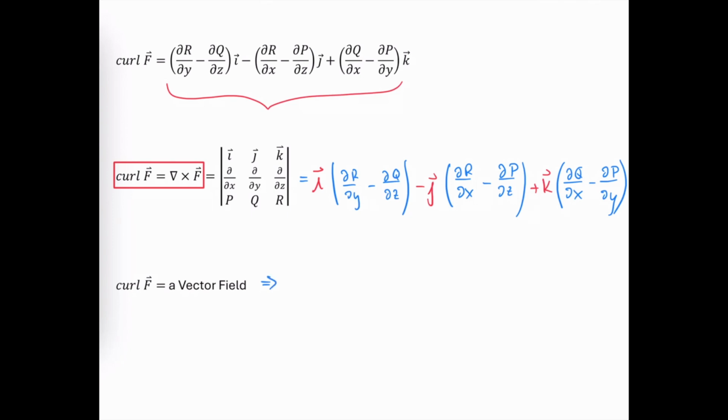Notice that the output of the curl of F is going to be a vector field. The curl of F is going to depend on an (x, y, z) ordered triple that we plug into the curl of F vector field function. And each of these domain elements plugged into that curl function is going to give us a corresponding output vector. And again, this was the scenario when we're looking at a three-dimensional vector function and calculating the curl.